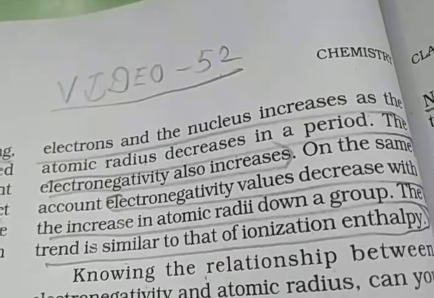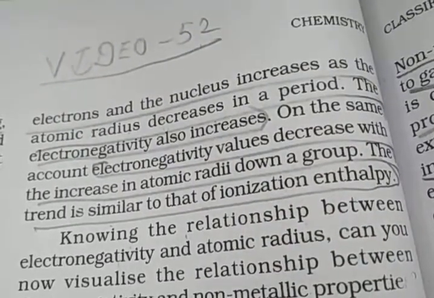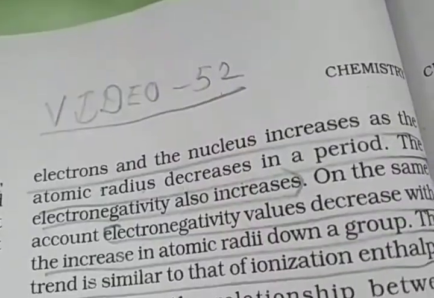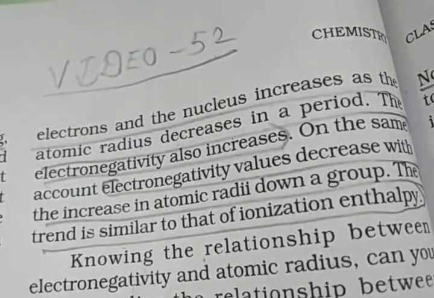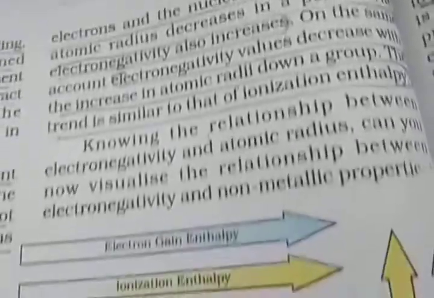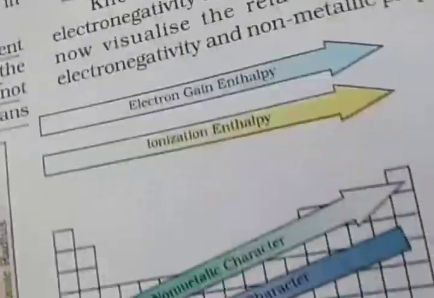In this video I will explain electronegativity and then periodic trends in chemical properties. First I will explain electronegativity. But before explaining electronegativity, I have explained periodic trends of the elements in the periodic table.